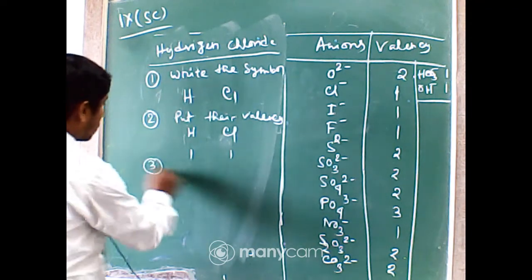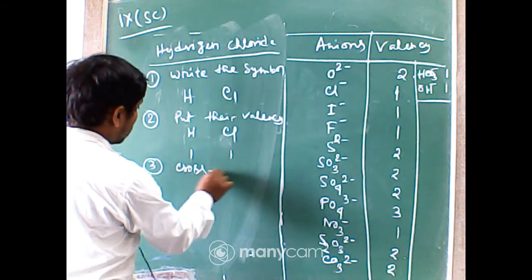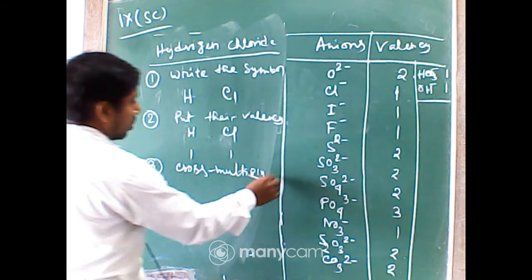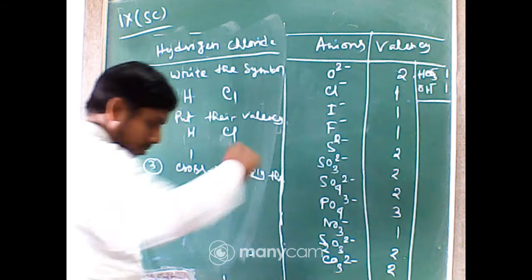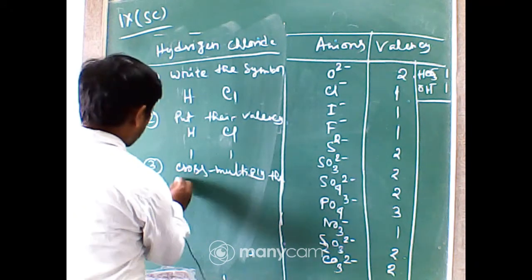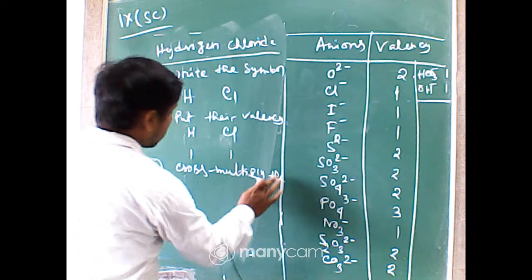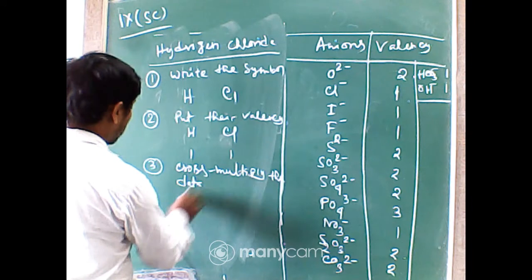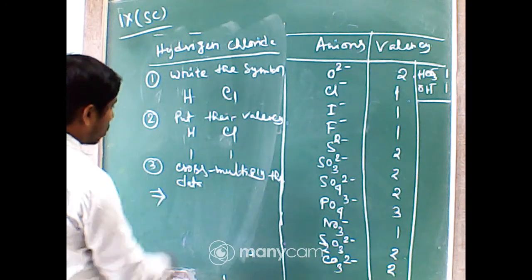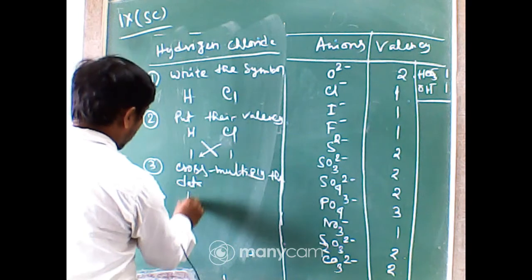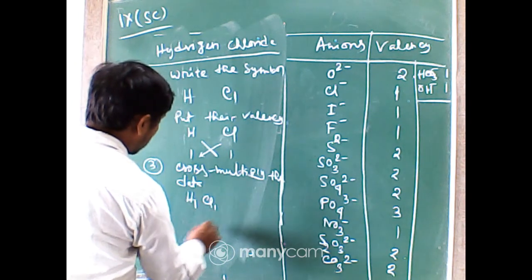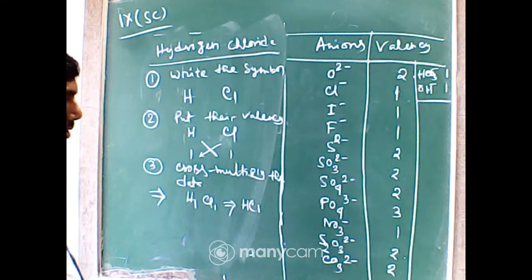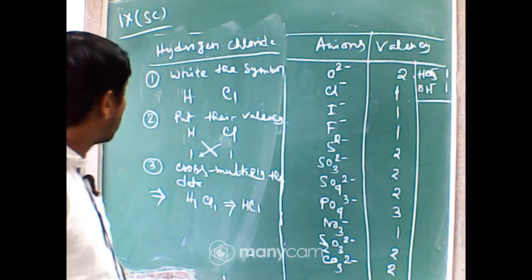Number 3, cross multiply the data. So cross multiplying we will get H1 Cl1, but as 1 is not to be mentioned, it is HCl. Okay, so write the symbol, then put their valencies.